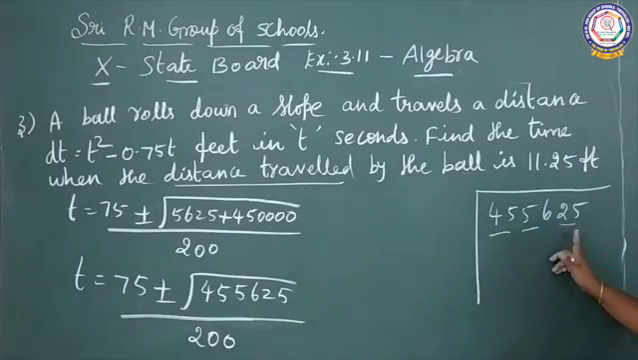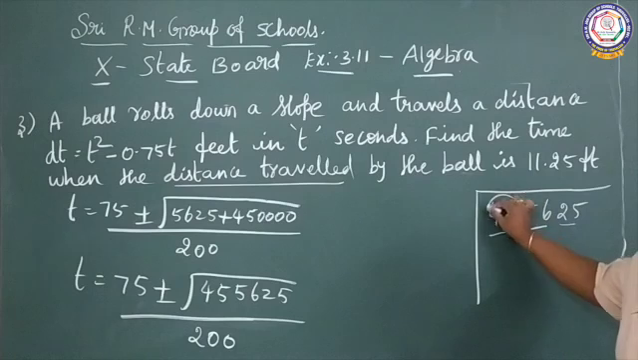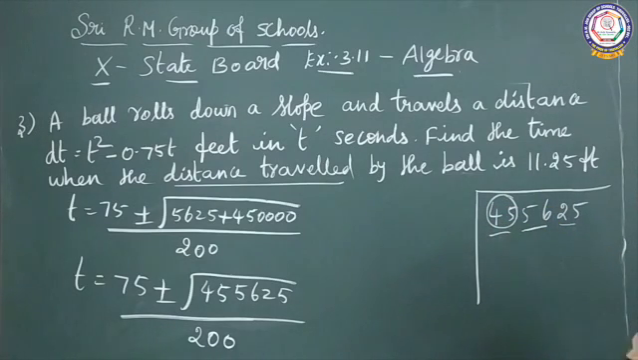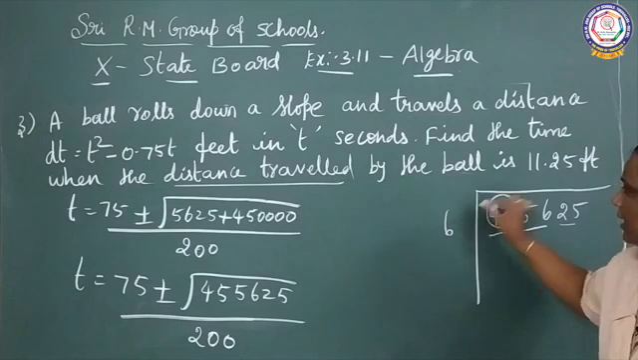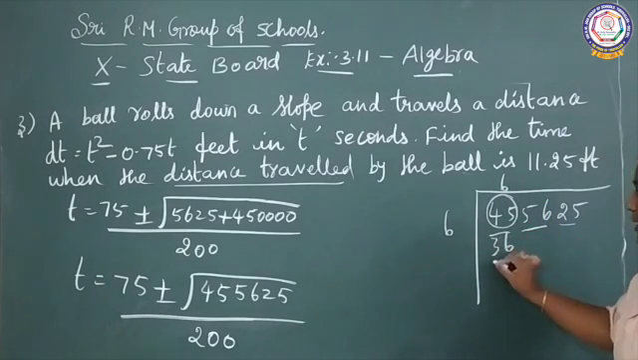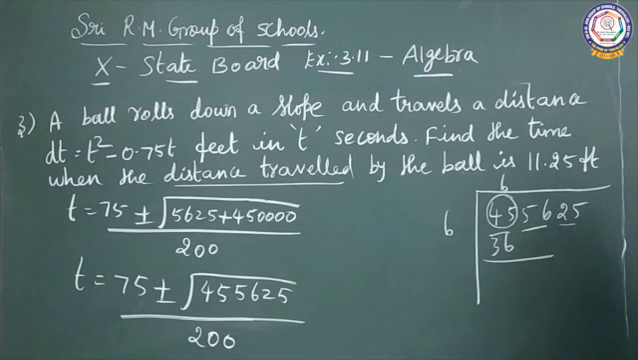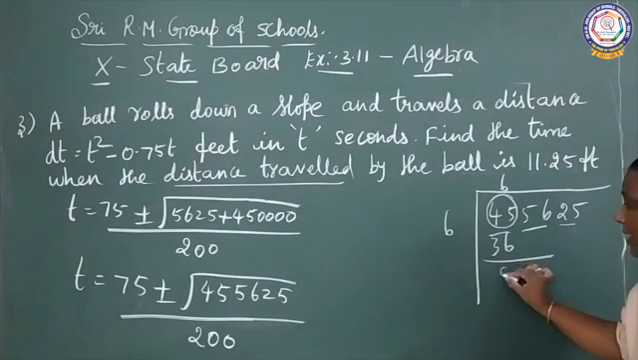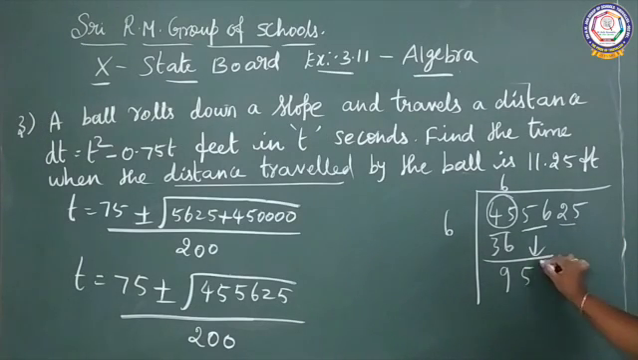You can separate the digits into pairs: 45, 56 and 25. For the first term, 45, 6 sixes are 36 and 7 sevens are 49. So you will write 6 sixes are 36. You can use this method to find the square root. 45 minus 36 is 9. So you bring down 56.